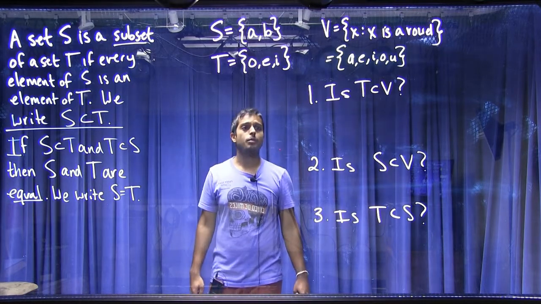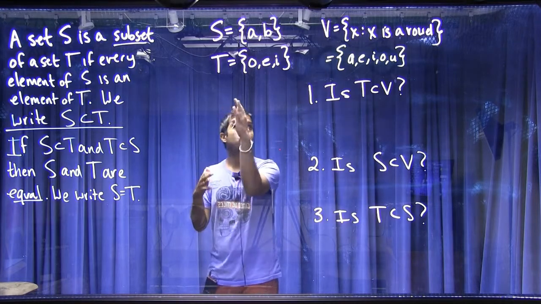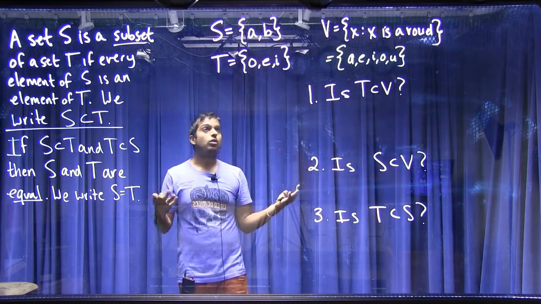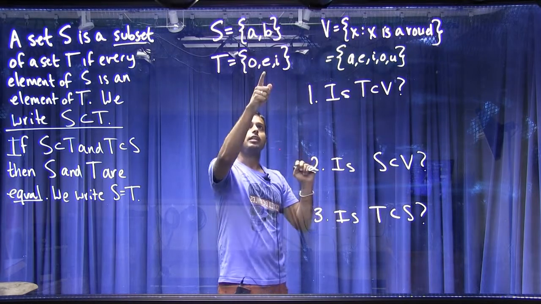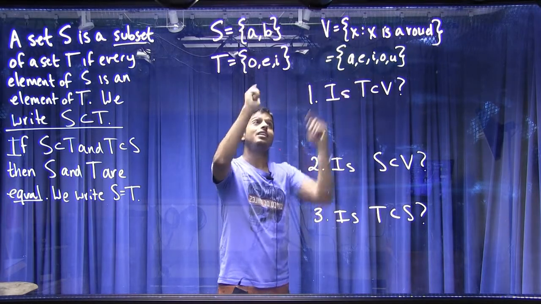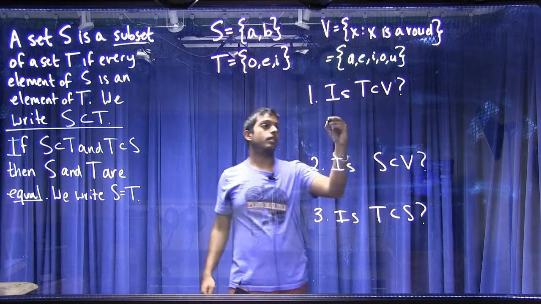Is T a subset of V? Well, it would be if everything in T was also in V. Is that true? Let's check. O is in T, and it's also in V. E is in T, and it's also in V. I is in T, and it's also in V. So yes, T is a subset of V.